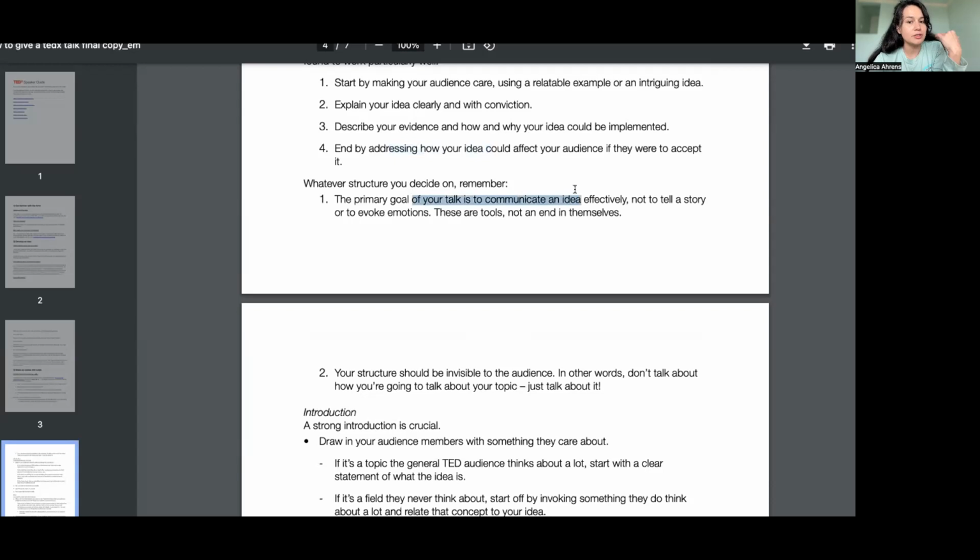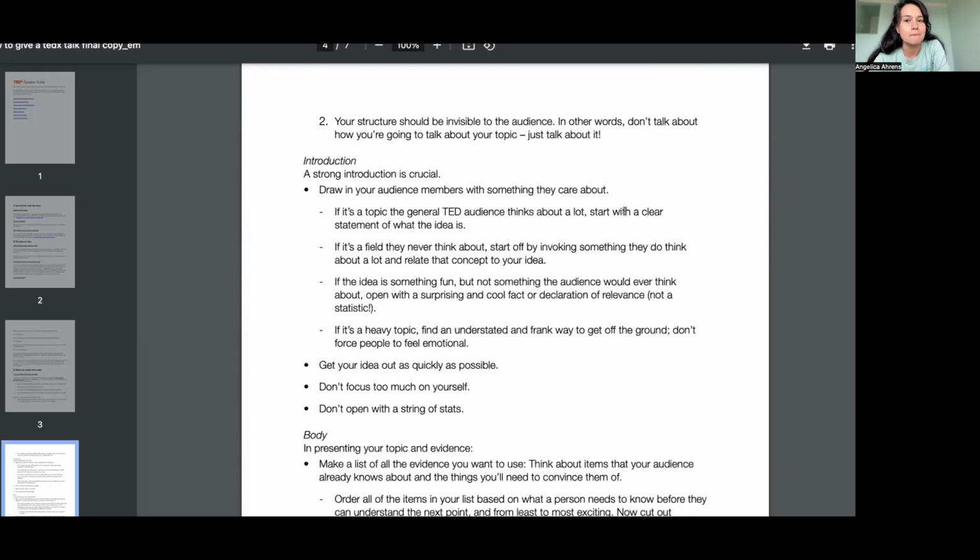Your primary goal is to communicate effectively. These are tools, not an end in themselves. I would argue that we are telling a story here, perhaps not evoking emotions, but we are telling a story. So this is something where there's not a direct parallel to the course. We are trying to communicate an idea effectively, but I would argue and make the case that that entails a story that we're trying to tell ultimately.